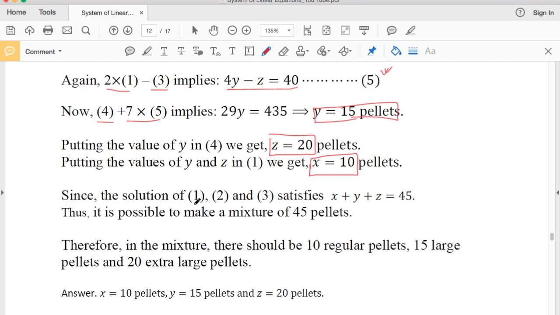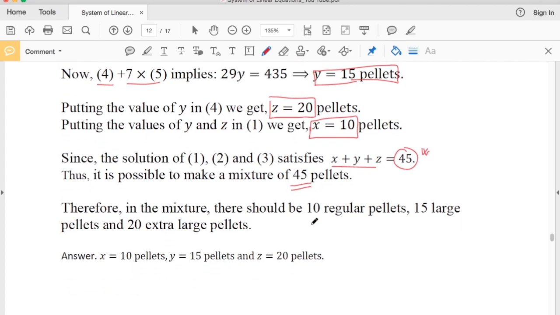Now you see that the summation of the solution is 45. 15 plus 20 plus 10, which is 45, which indicates that the mixture of 45 pellets is possible, and the corresponding number of pellets will be 10 regular pellets, 15 large pellets, and 20 extra large pellets.